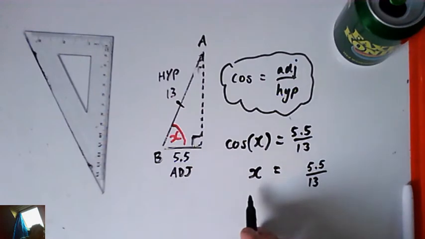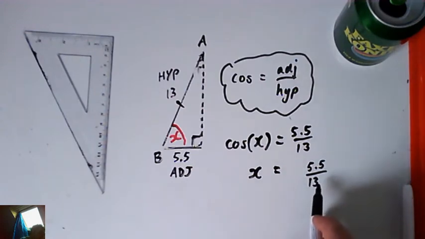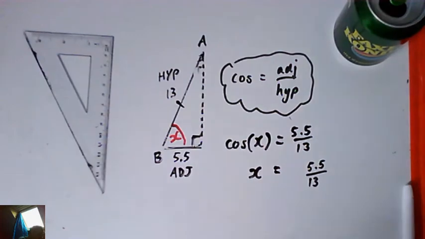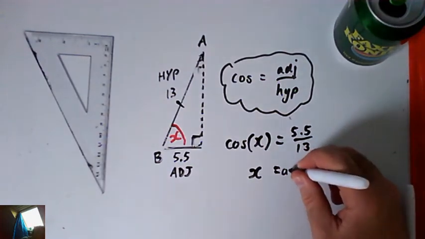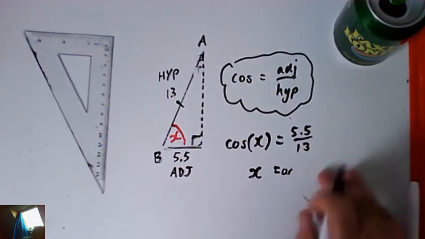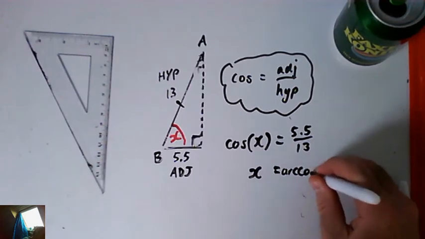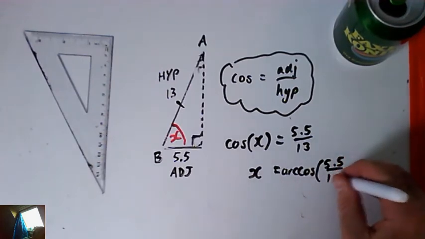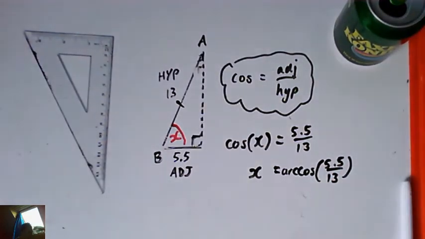So x isn't just the cos of 5.5 over 13. X is the angle that when you do the cos function to it gives you the answer of 5.5 over 13. So the reverse cos function is called arc cos. So we're looking for the arc cos of 5.5 over 13, and I can do that on my calculator.